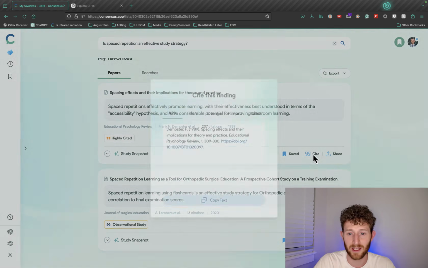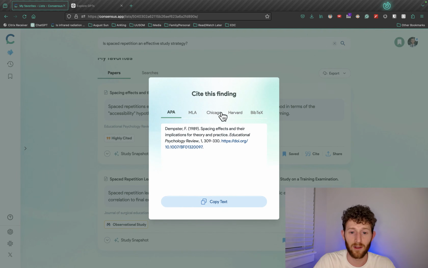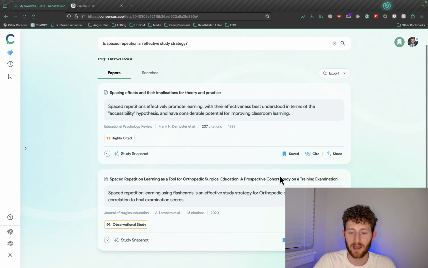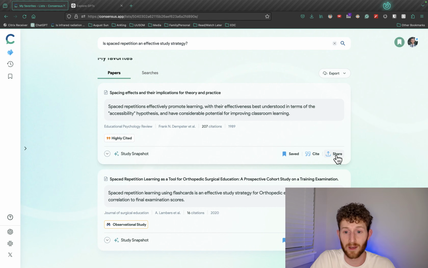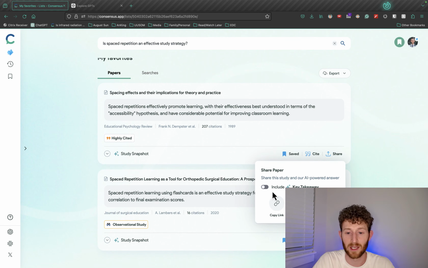Additionally, you can quickly get a citation. You can get all the different formats that you're going to want, and it will auto adjust them. You just copy the text and you can go paste that wherever you need it. And then if you need to share this, say you're involved with a journal club, you need to share this article with everybody involved, you can come here, you can include the key takeaways from the study that was generated by the AI. You can just copy the link or just the text. You can even share it through X, formerly known as Twitter.